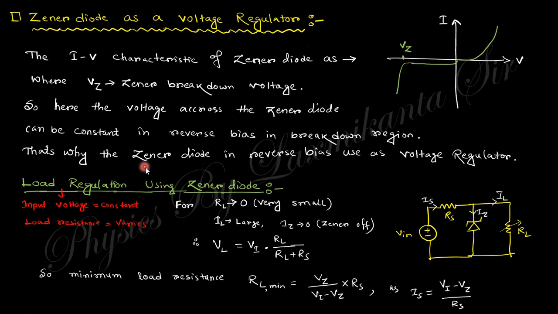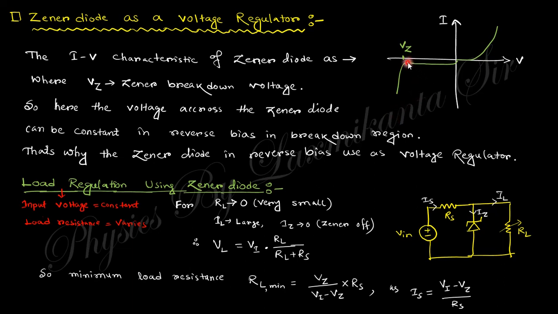Zener diode actually can be used as a voltage regulator. How? You know these characteristics of a Zener diode, that is the forward bias and this is the reverse bias. And you know in the reverse bias, after the Zener voltage, the current changes hugely and the voltage does not change significantly. These characteristics actually help us to understand the voltage regulation.